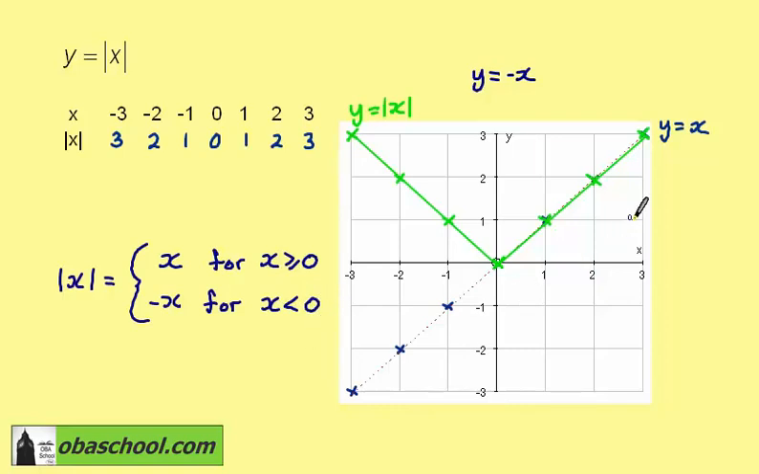If we now perform a comparison of y equals mod x with y equals x, we can see that where y equals x was above the x-axis, mod x was exactly the same. However, where it's below the axis, we end up with a reflection in the x-axis.